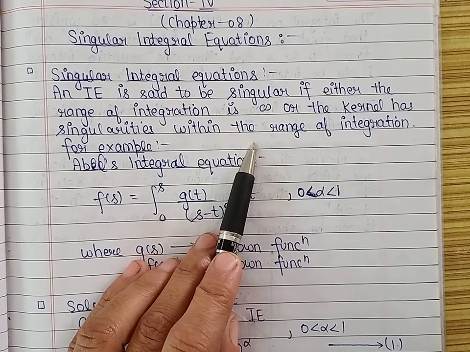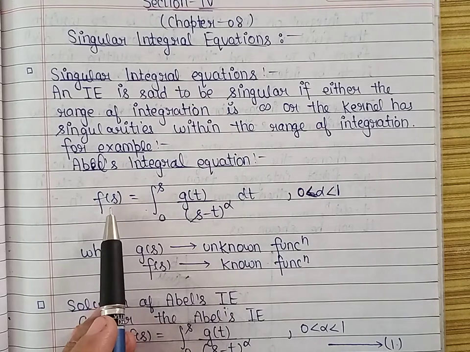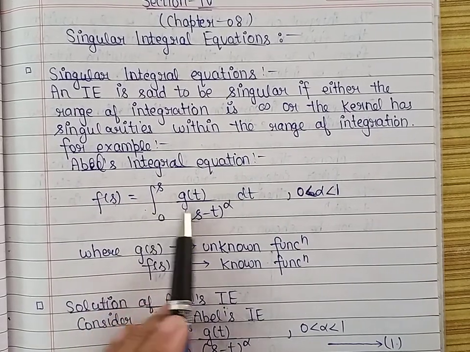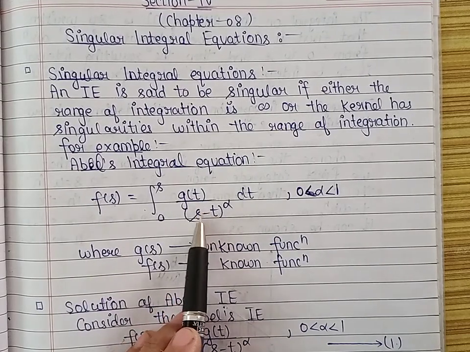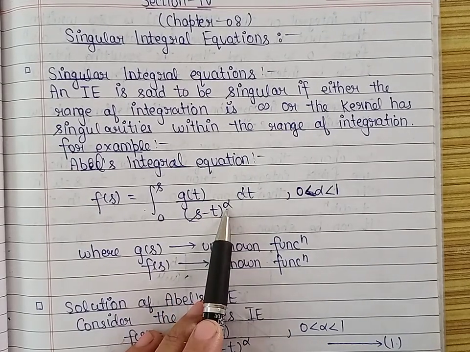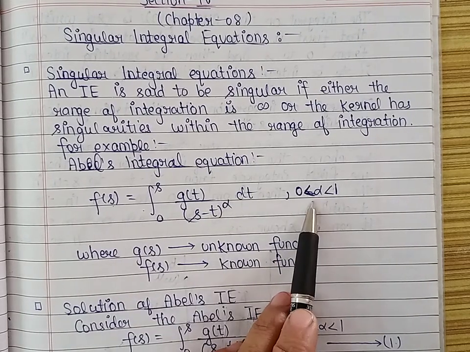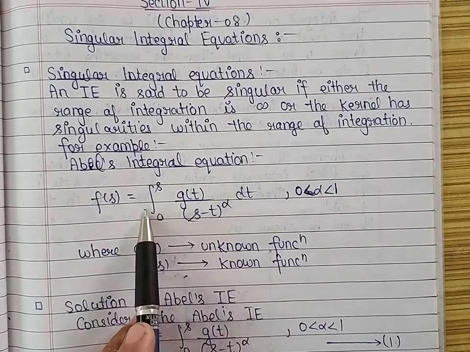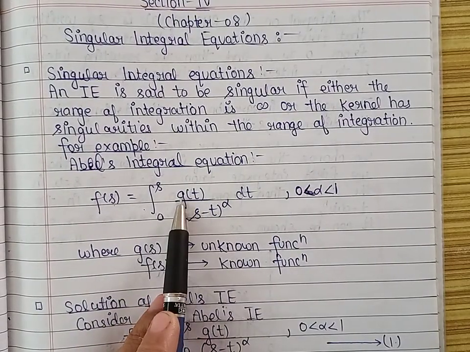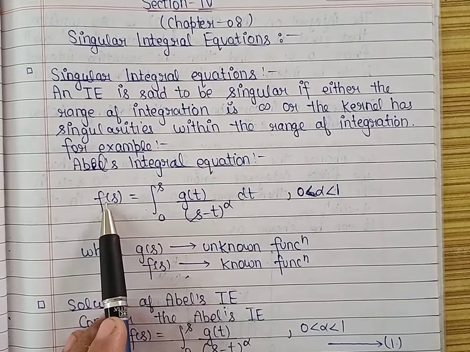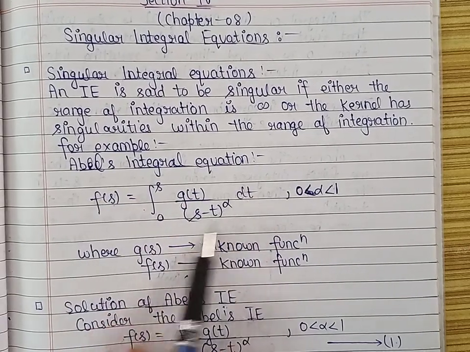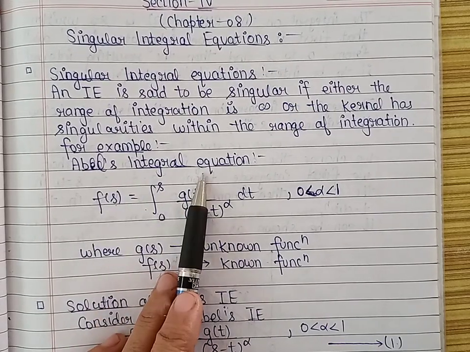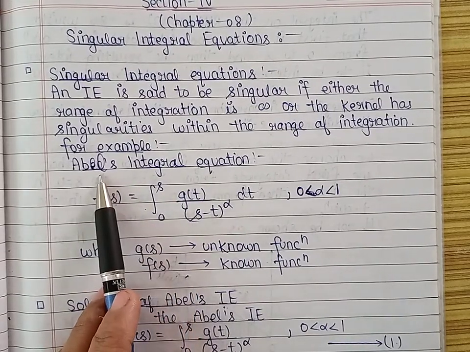For example, we take the integral equation f(s) is equal to integral 0 to s g(t) divided by (s minus t) whole raised to the power alpha. Here this alpha lies between 0 and 1. In this integral equation, the function g is the unknown function and the function f is a known function. This integral equation is called Abel's integral equation, and it is a singular integral equation.